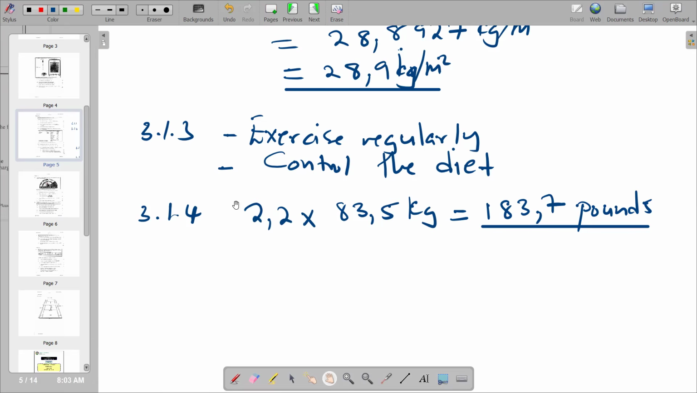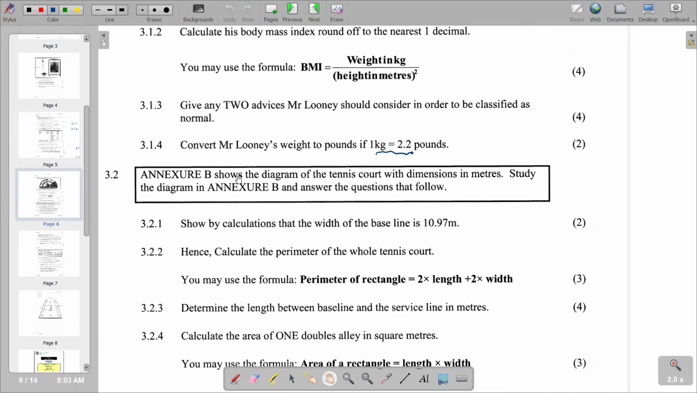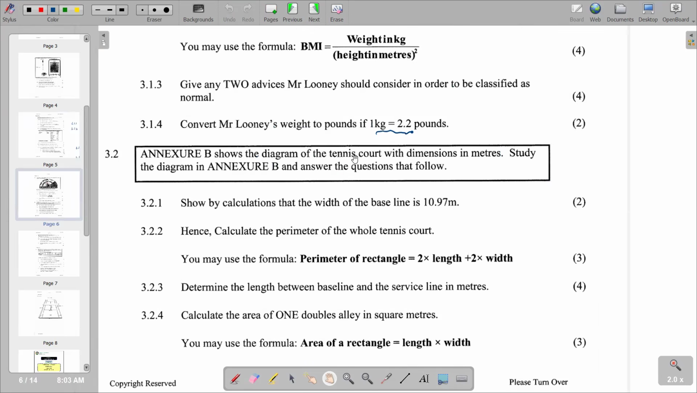Then we get 183.7 pounds. Then moving on to the next question, we go to our 3.2, which is saying Annexure B shows the diagram of the tennis courts with the dimensions in meters. Study the diagram in Annexure B and answer the questions that follow. So 3.2.1, show by calculations that the width of the baseline is 10.97 meters.